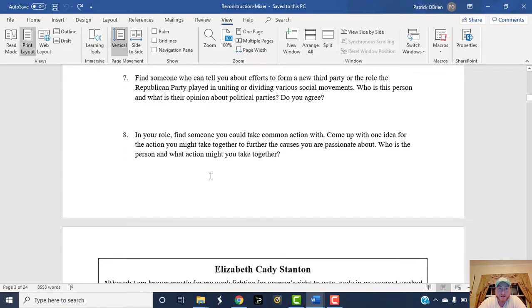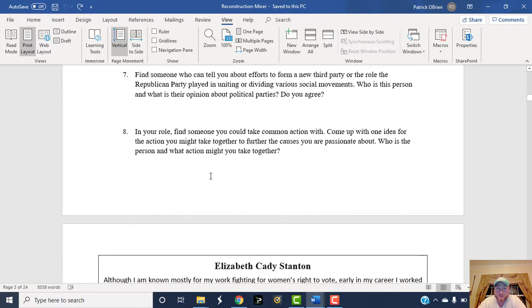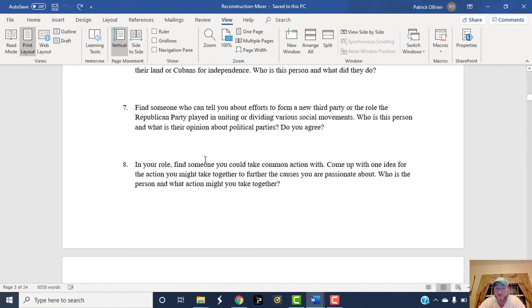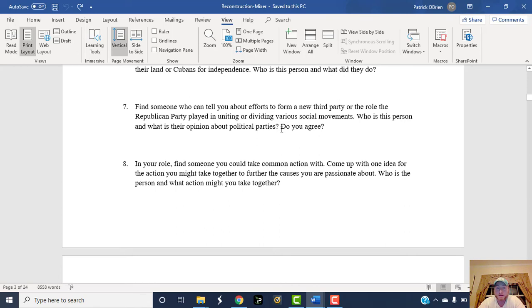Number 7, find someone who can tell you about efforts to form a new third party or the role the Republican Party played in uniting or dividing various social movements. Who is this person, and what is their opinion about political parties? Do you agree? Again, you have to choose one person to be. When I say do you agree, I mean in that person's shoes. Whoever you choose to be, in that person's shoes, do you agree?